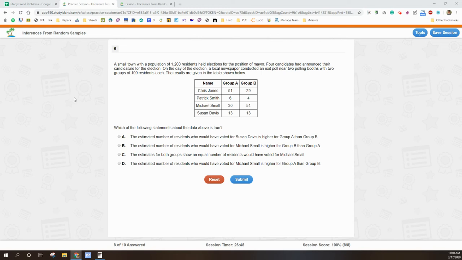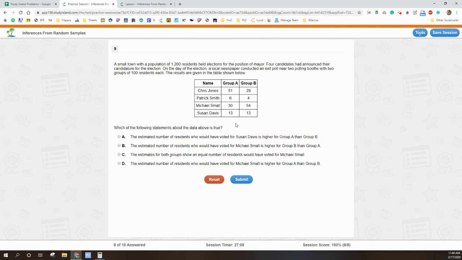So in Group A, we had 51 pick Chris Jones, 6 pick Patrick Smith. Group A had 30 people pick Michael Small, and 13 people pick Susan Davis. And then you can see the numbers there for Group B as well. Which of the following statements about the above data is true? The estimated number of residents who would have voted for Susan Davis is higher for Group A than Group B.